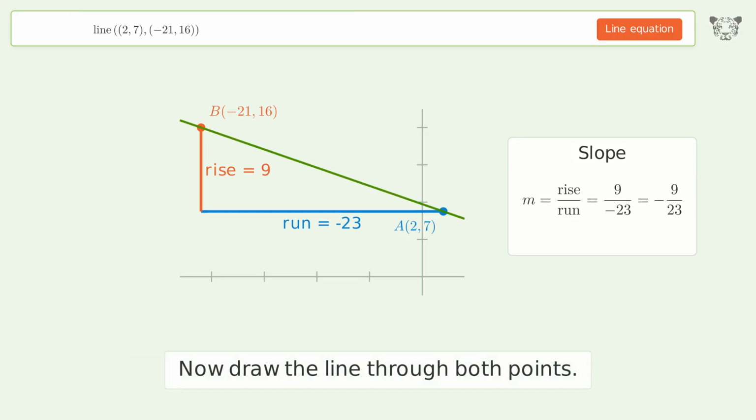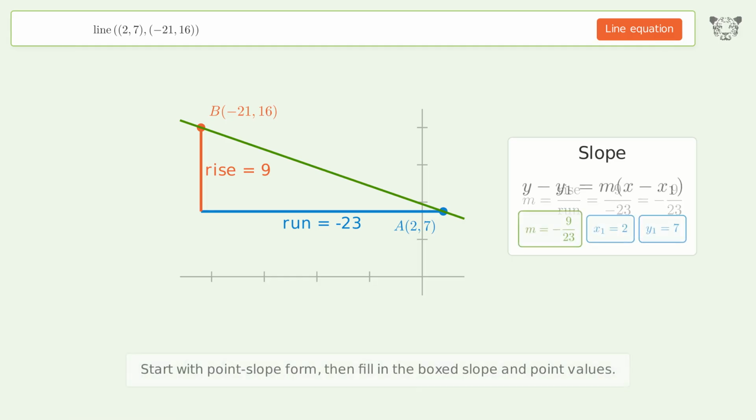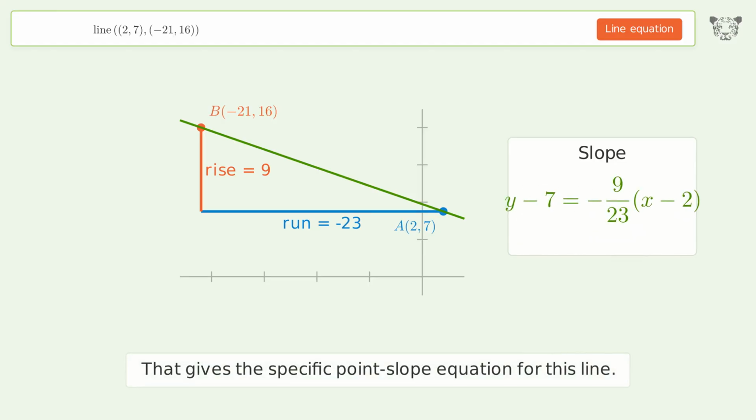Now draw the line through both points. Start with point slope form, y minus y1 equals m times x minus x1. Then fill in the boxed values. Slope is -9 over 23, x1 is 2, and y1 is 7. That gives the specific point-slope equation for this line.